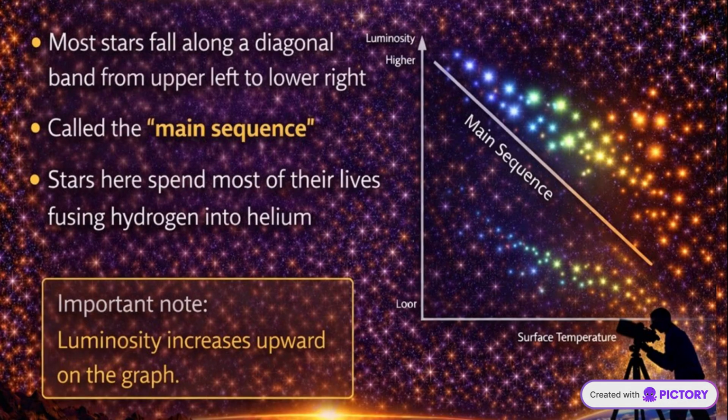When stars are plotted on the HR diagram, most of them lie along a diagonal band called the main sequence. Stars in this region spend most of their lifetime fusing hydrogen into helium. The Sun is also a main sequence star.